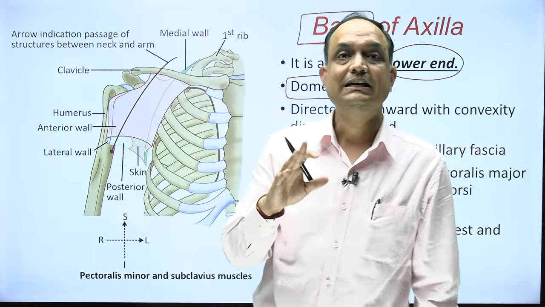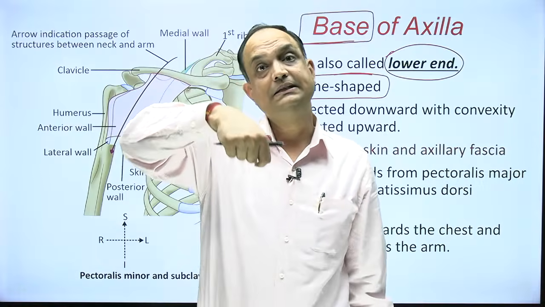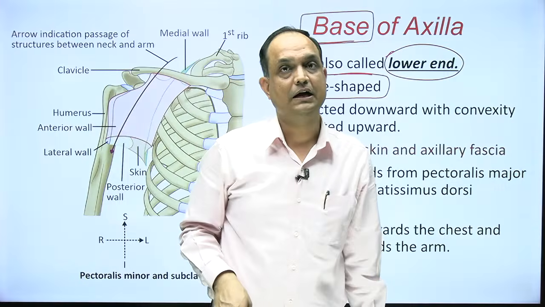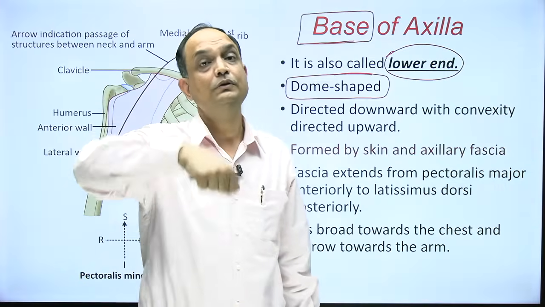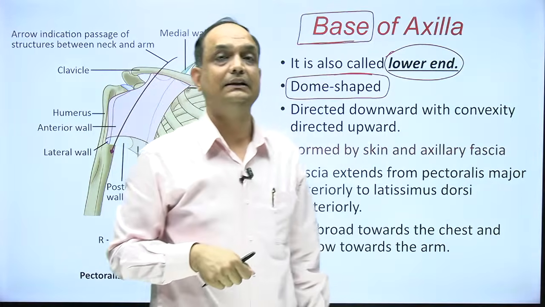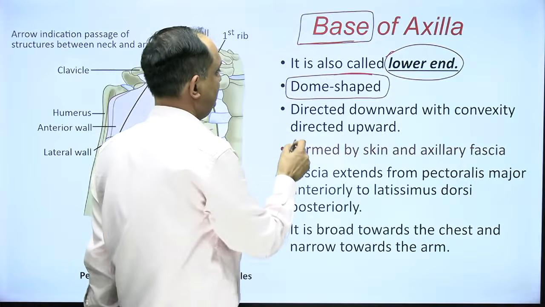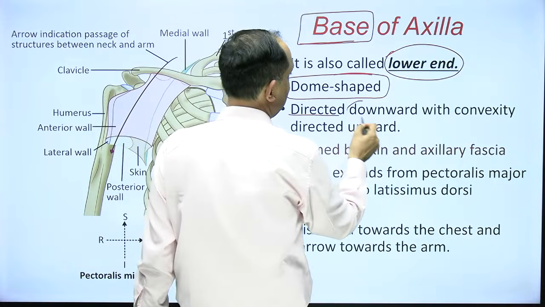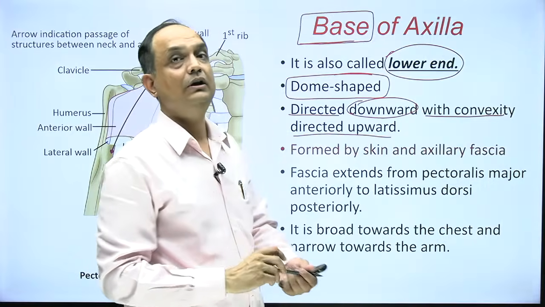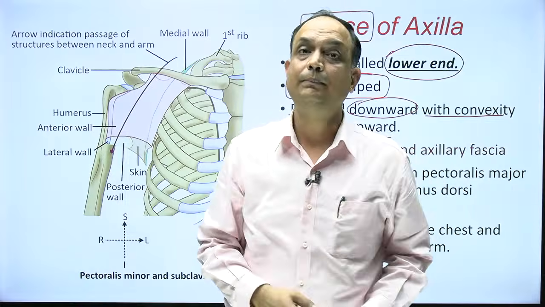If you see the arrangement of the clavipectoral fascia, you have the suspensory ligament of axilla, which is the lower part of the clavipectoral fascia. And this suspensory ligament pulls the dome, or you can say the axillary sheath, in the upper part, and that's why you have the dome shape or concavity. So this is one thing. Now this base is directed downward with convexity directed upward. So you will have convexity in the upper part and concavity which you can feel in your armpit.